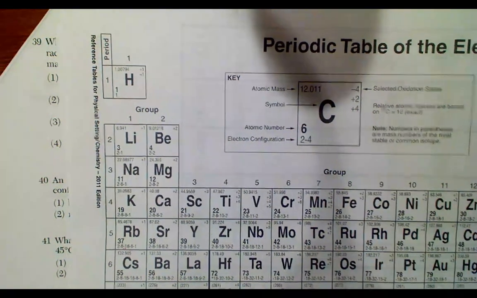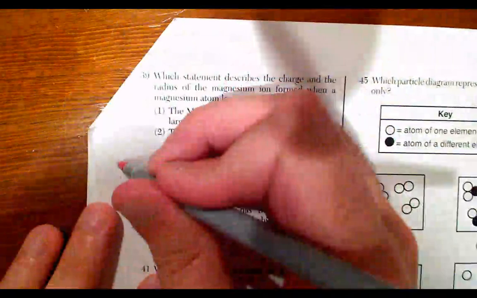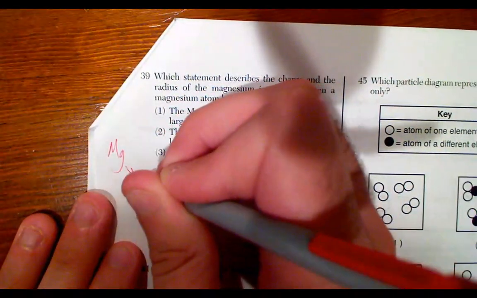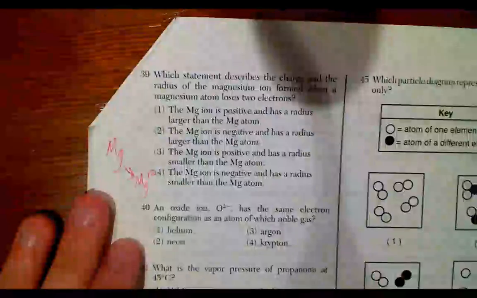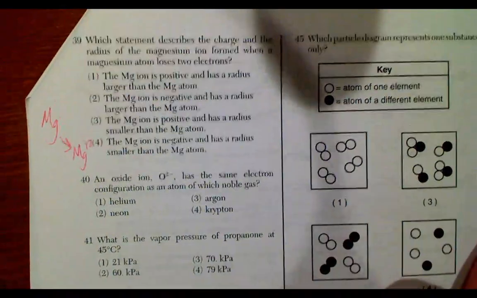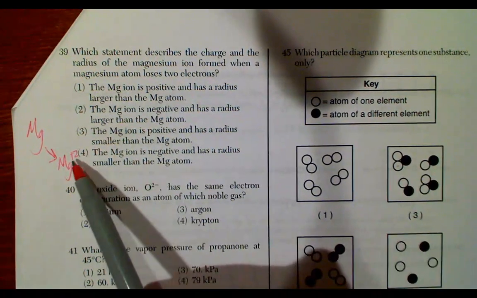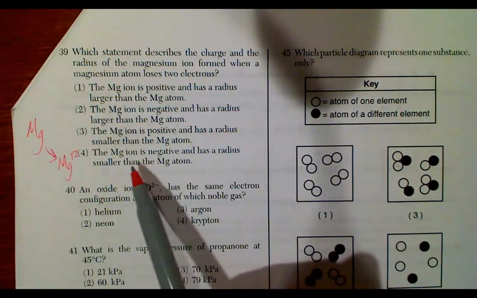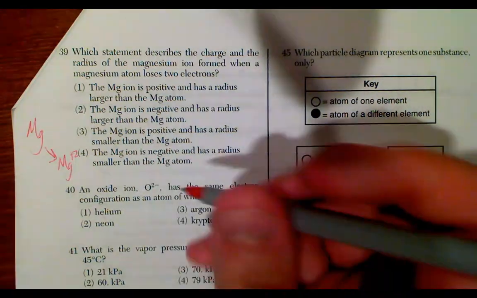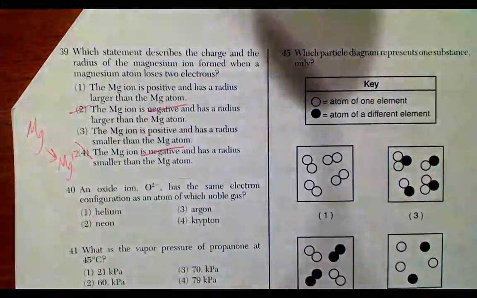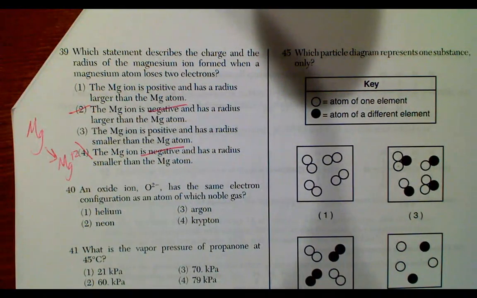If it's making a +2 charge, that means it's going to lose electrons. To go from Mg with no charge to Mg with a +2 charge, it had to have lost 2 electrons to get more positive. So it's going to have a positive charge. We see that in the periodic table. I'm going to cross off anything that says Mg ion is negative because it is clearly not. I'm down to 2 choices. Even if I have to guess what the size of the thing is, I'm now guessing 1 out of 2 instead of 1 out of 4.